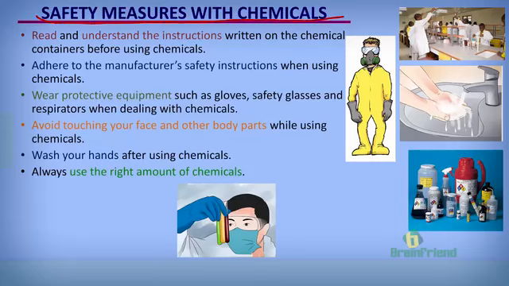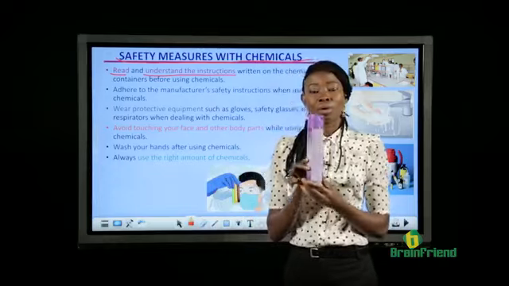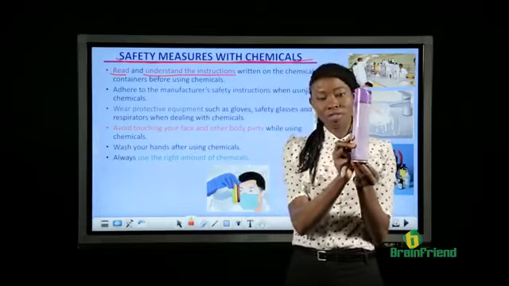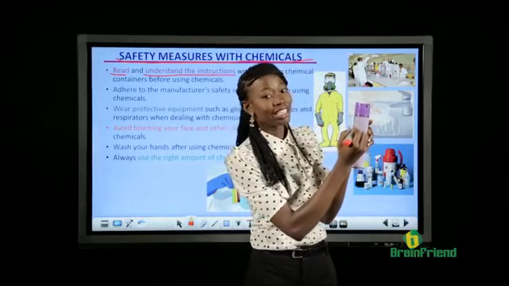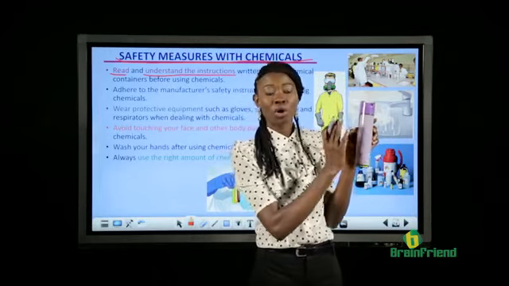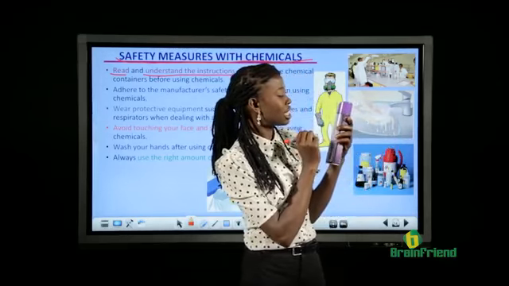I would encourage you to pay attention to these measures in order to stay safe when using chemicals. The first one is read and understand the instructions written on the chemical container before using them. For example, this is a chemical container. Before using such chemicals, like the one I'm holding, ensure to read and understand the instructions that have been written on the container.